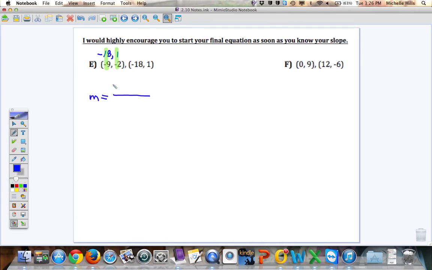I know rise over run, and I know that y's rise, and inside the ordered pair, x comes before y. That means my 1 and my -2, and notice that I'm making that negative look like a negative and not a minus, go in the numerator. My x's run across, so my -18 and my -9 are in the denominator.